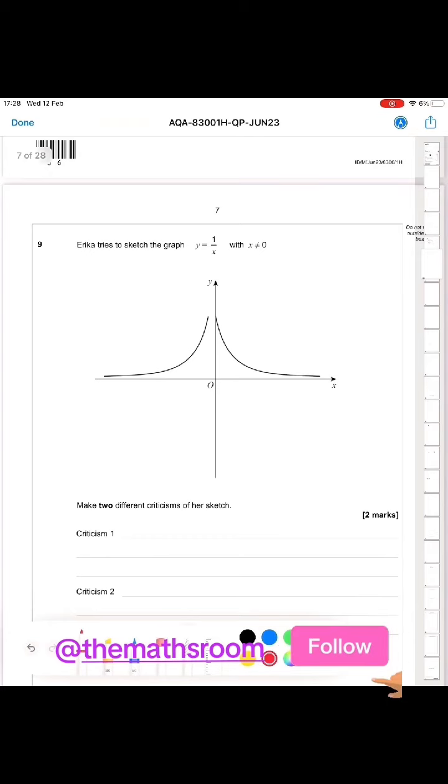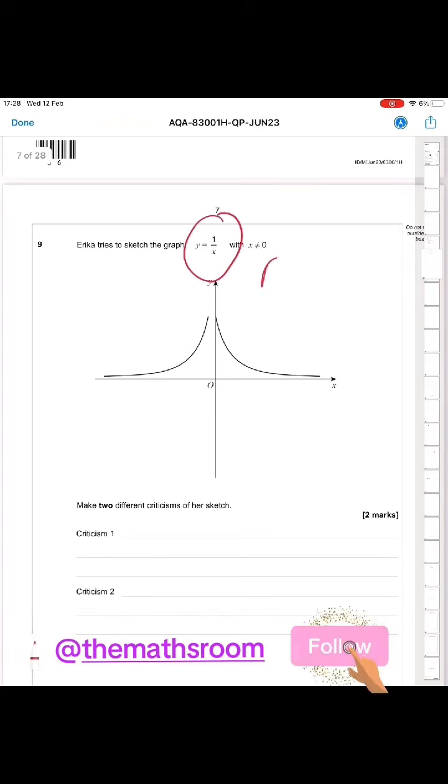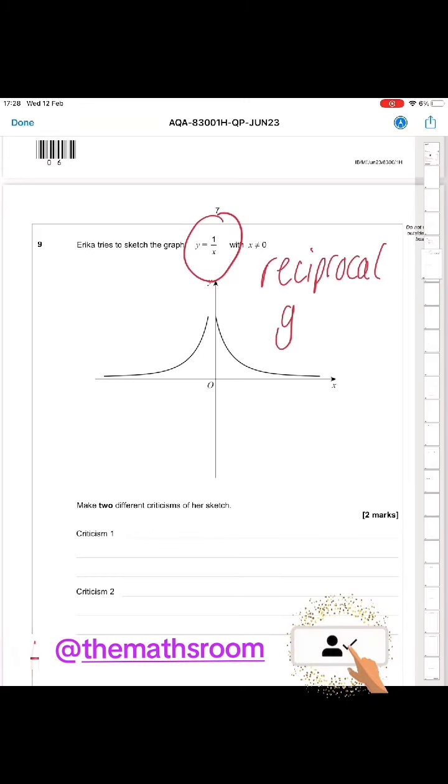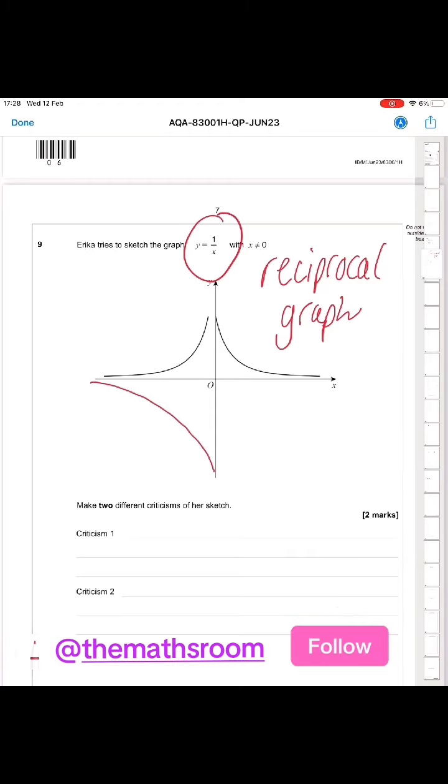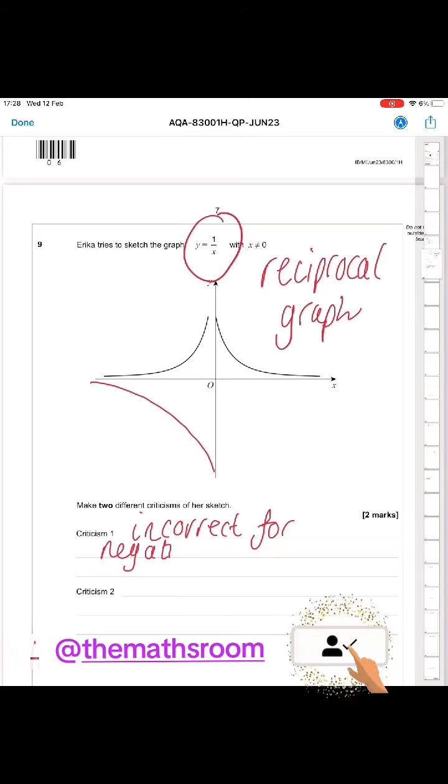Okay, next question then. This is looking at a graph that we need to criticise. Now this is what we call a reciprocal graph. A couple of things we need to make a note of here. A reciprocal graph, if you look at what I'm drawing here, that should be where the graph goes, in the negative quadrant. So what we need to write is that it's incorrect for the negative values.